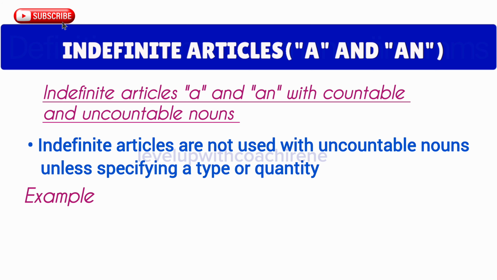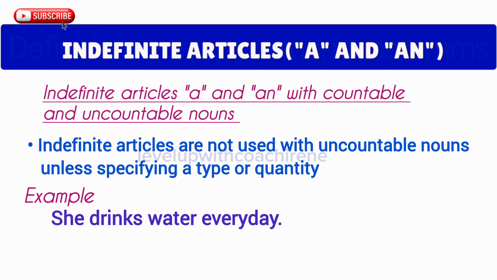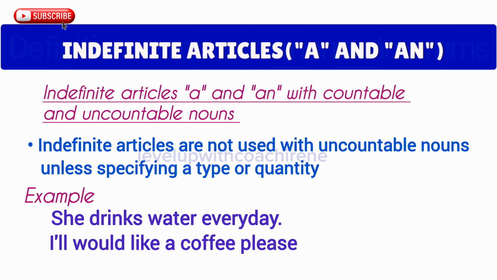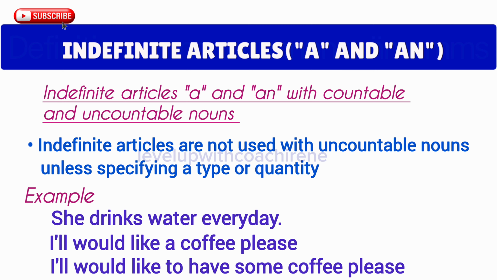quantity. For example, she drinks water every day. I would like a coffee, please. Here, a coffee refers to a cup of coffee. Therefore, the article a is used. Otherwise, the speaker can say, I would like to have some coffee, please.